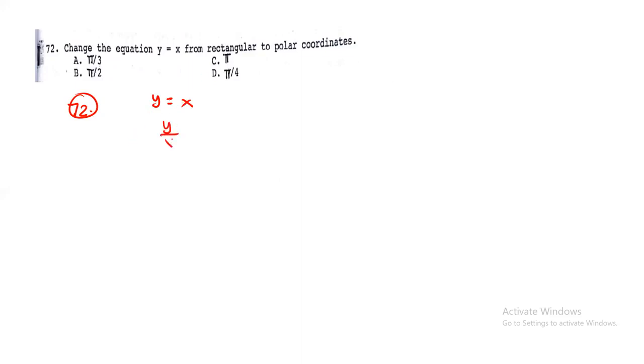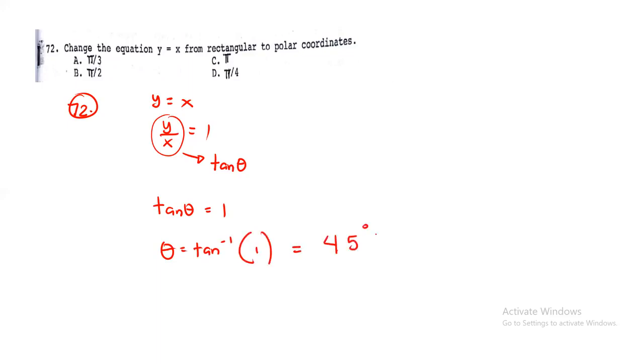So, y over x, when you divide, y over x is equals to 1. Then this y over x is equivalent to tangent theta. Remember, it is equivalent to tangent theta. So, tangent theta is equals to 1. So, theta is equals to arctan of 1 is equals to 45 degrees. Then we multiply this 45 degrees by pi over 180, so it equals pi over 4. So that is the answer, letter D.